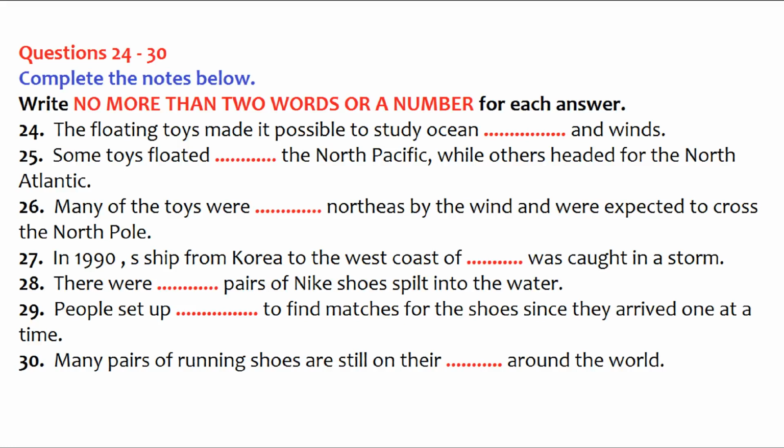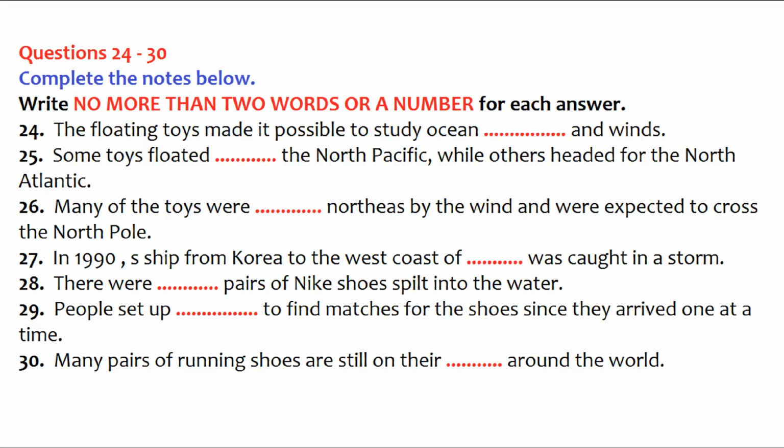About 6 months later, people at beaches from Oregon to British Columbia began to find running shoes washed ashore. By the end of the year, Washington newspapers reported people finding hundreds of shoes. In Seattle, thousands of shoes floated to shore. Since the shoes were not attached, they arrived one at a time. The shoes were dirty, but after they were washed, they were still in good condition. People set up exchanges to find matches for their shoes.